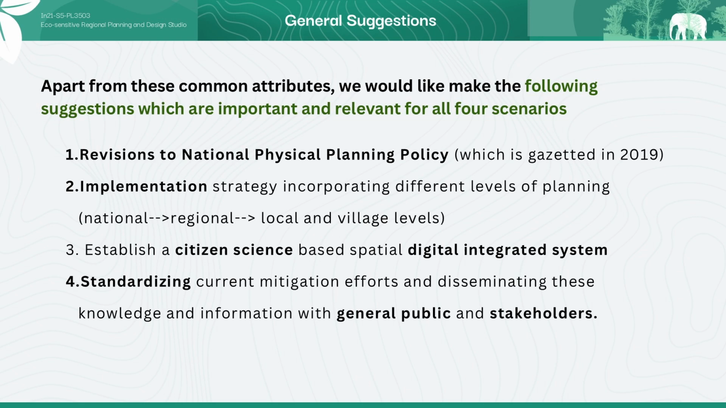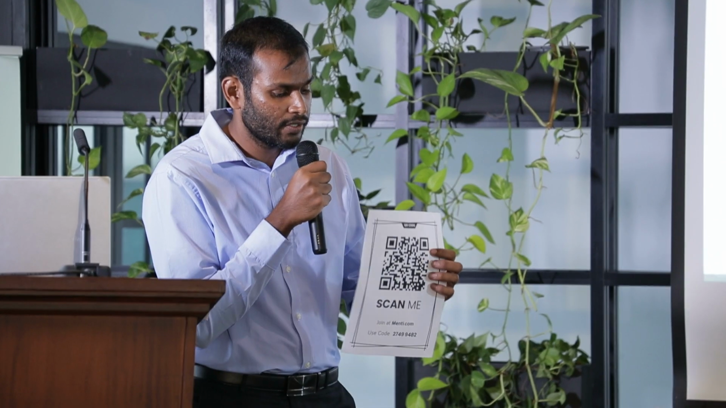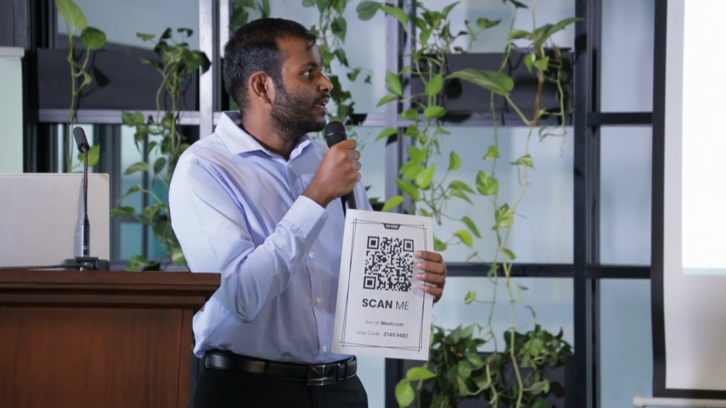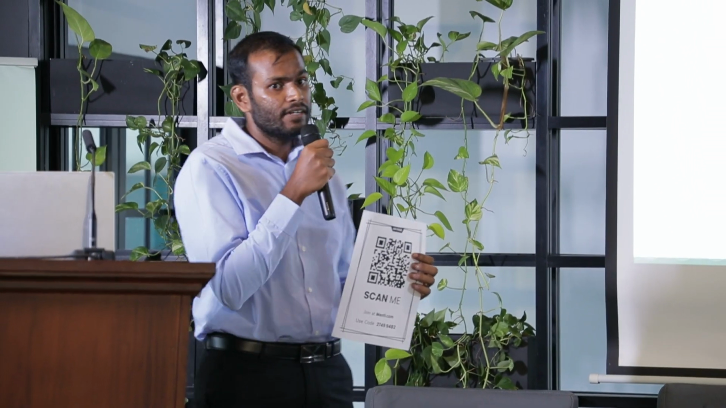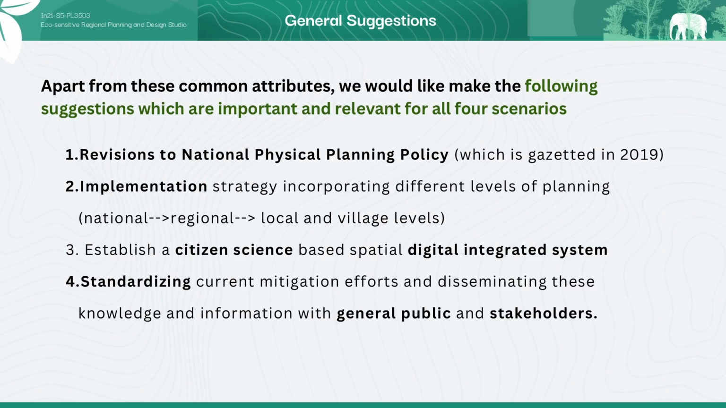So our first suggestion is a revision of the current National Physical Plan. Therefore, we have already developed 4 different alternative solutions as this figure shows. I also invite those of you who have not scanned this QR code to do so, so you can vote in our Mentimeter poll. So let's move to our second suggestion.